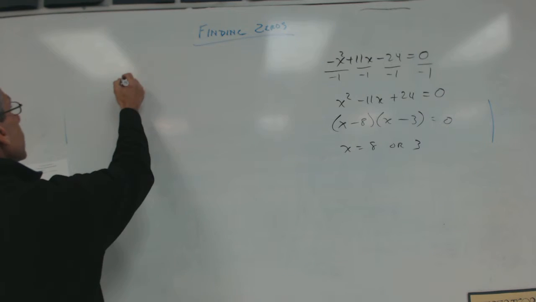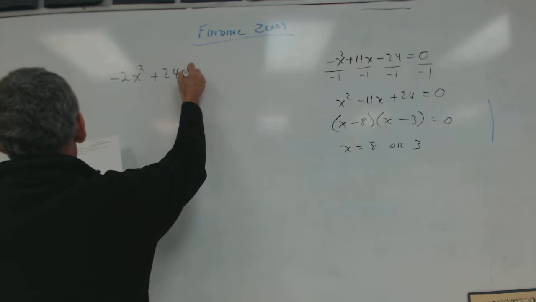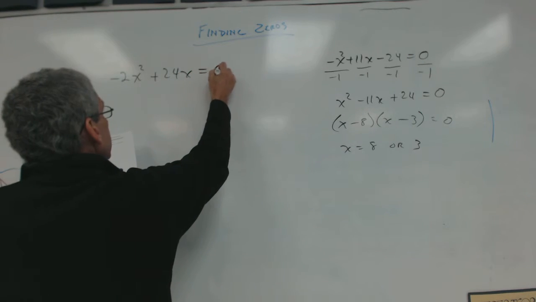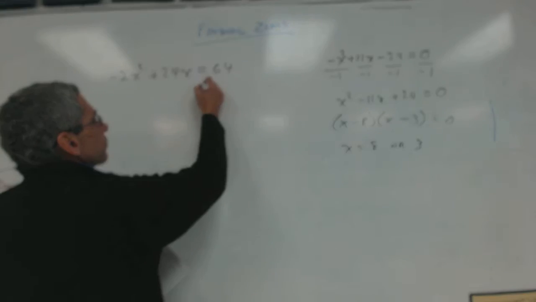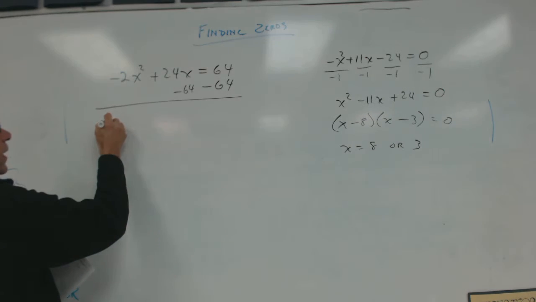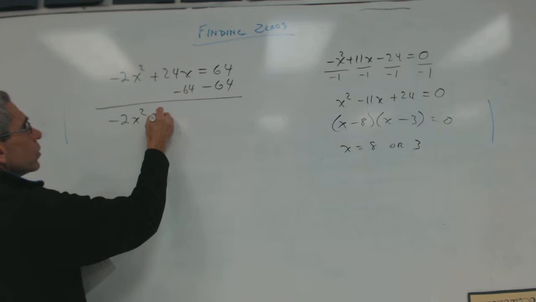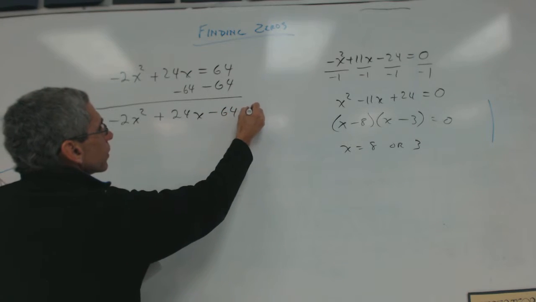What if I gave you negative 2x squared plus 24x equals 64? What would I do? First thing, you know it has to equal 0. That's our first thing, always, always, always. Subtract 64. Always make it equal 0. Negative 2x squared plus 24x minus 64 equals 0.